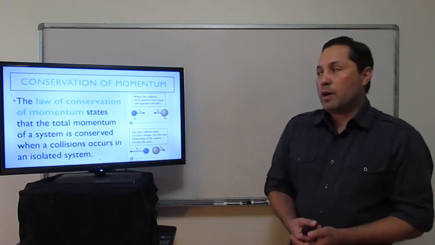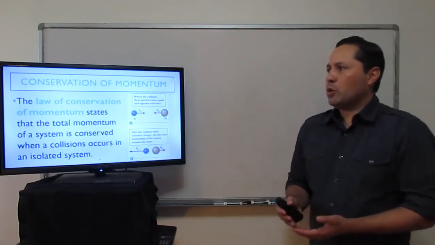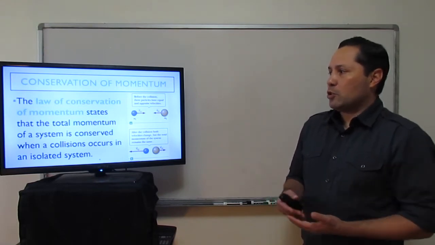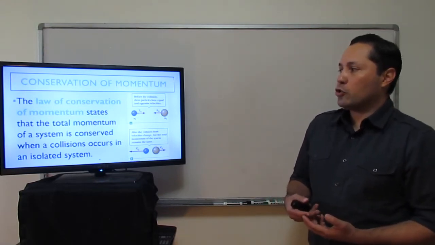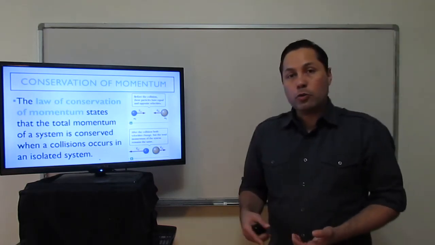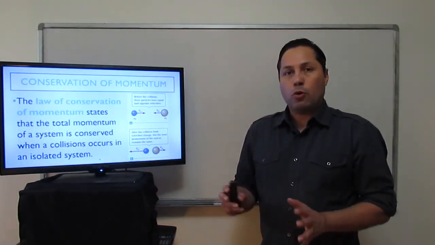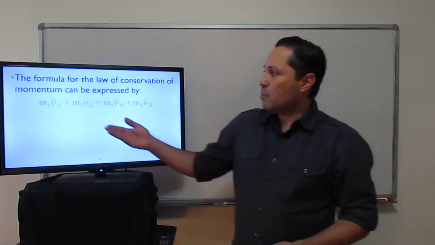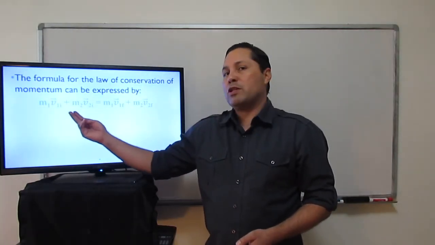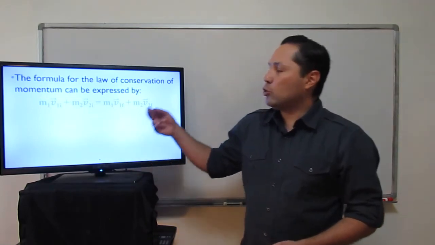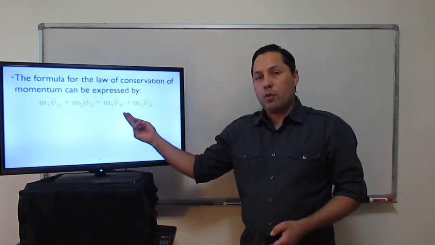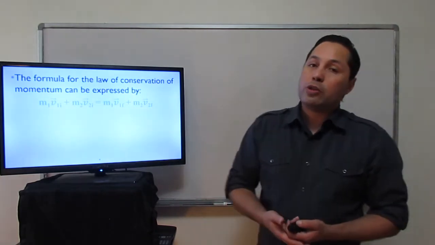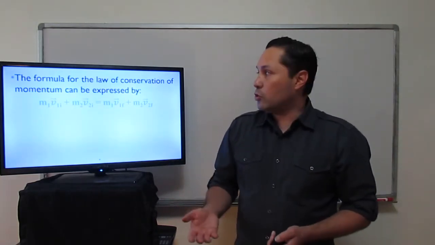Next, we're going to talk about conservation of momentum. It states up there, the law of conservation of momentum tells us that the total momentum of a system is conserved when a collision occurs in a closed, isolated system. So momentum is conserved. That leads us to this formula where the momentum of object 1 plus momentum of object 2 initial is equal to momentum of object 1 plus object 2 final. They equal each other because in a closed, isolated system, momentum is conserved.